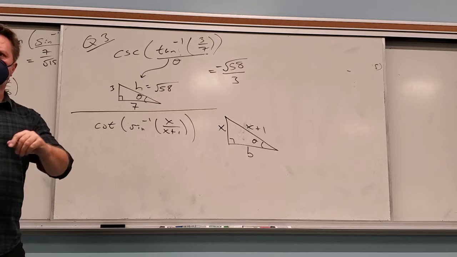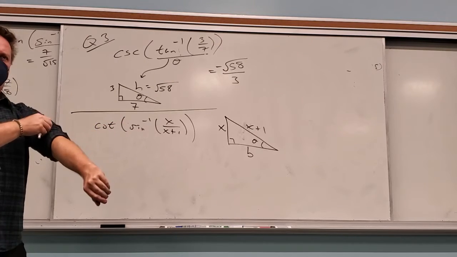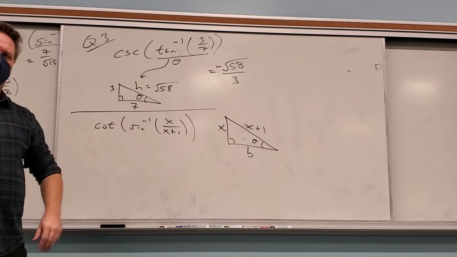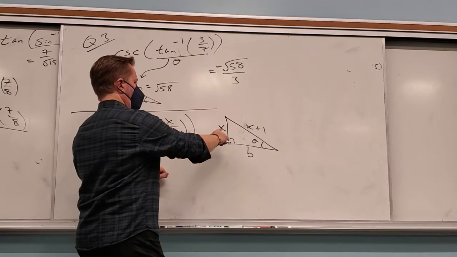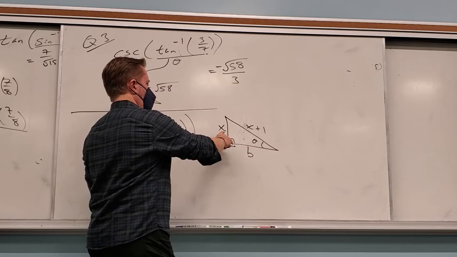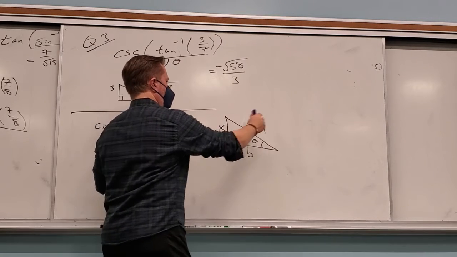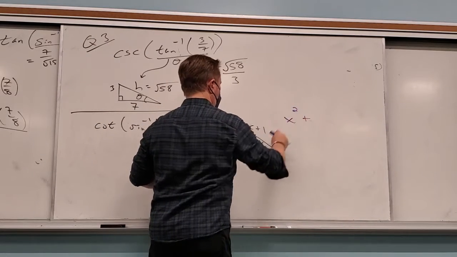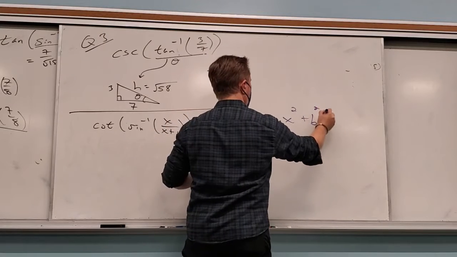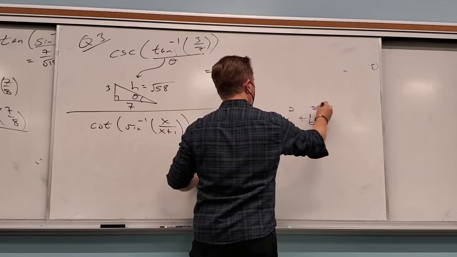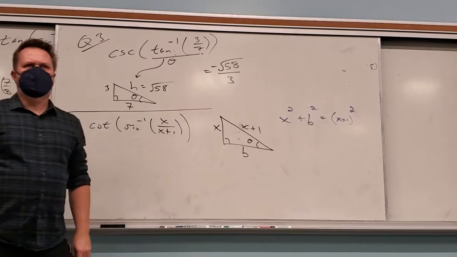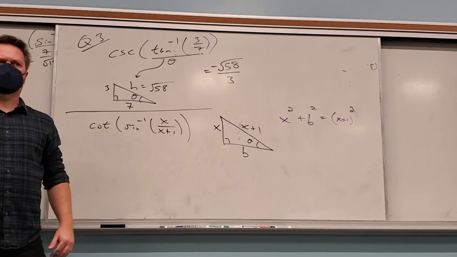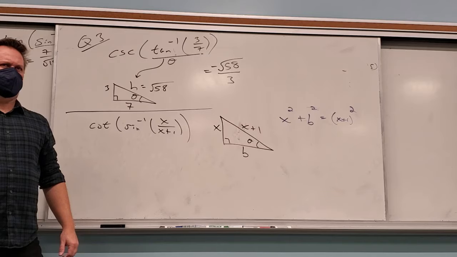So you guys don't trust me. Let's see. What does the Pythagorean theorem say? Yeah. So x squared plus b squared equals x plus 1 squared. And we have to solve for b, right? Keep going.